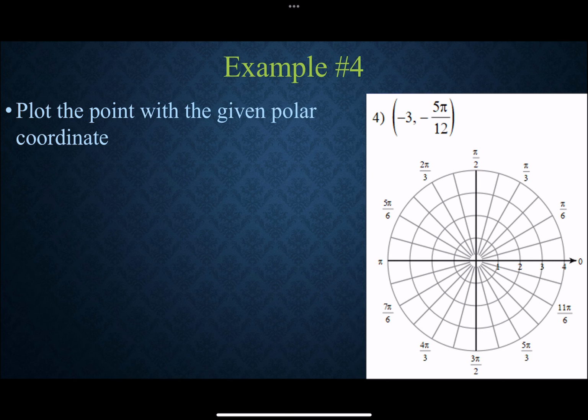Now, if they're both negative, again, we'll do our coterminal. So -5π/12 plus 2π, which would be 24π/12, gets us 19π/12, which is down here.